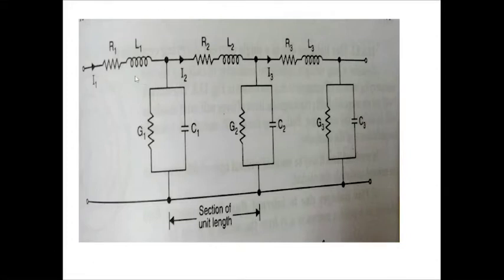These resistance, inductance, capacitance as well as conductance are uniformly distributed throughout the length of the conductor. But for analysis purpose, we will consider them like this, as lumped as R1, R2, R3, etc.